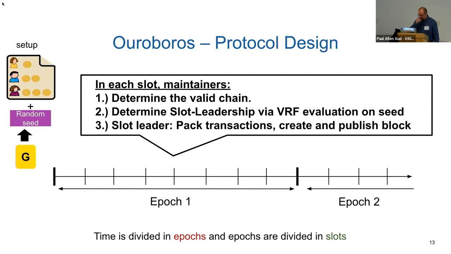I will just give a very quick overview, and then I will mention some of the variants of the protocol that we've designed over time. Time is divided into epochs. Epochs are divided into slots. At every point, the maintainers determine the valid chain. Slot leadership is determined in some way, for example, using a VRF, a verifiable random function, which is an important and classic cryptographic primitive. Then blocks are produced based on this publicly verifiable random function evaluation.